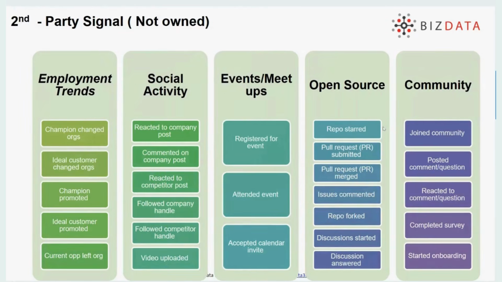Now let's go to the second party signal. This data, you don't own it, but you can make a big impact out of it. So employment trends. Let's say some company's CIO just now changed jobs and went into a different organization. The moment he went into a new organization, the CIO might be having new challenges, a new set of team members, new requirements, and new challenges to solve.